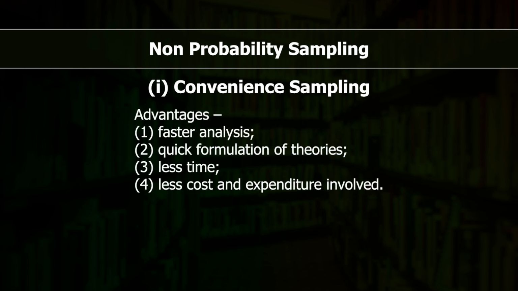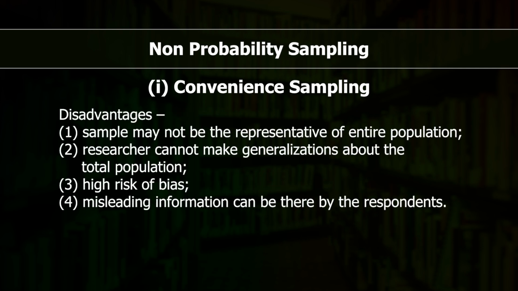Now, what are the advantages of this sampling? Faster analysis, quick formulation of theories, less time, less cost and expenditure involved. Now, what are the disadvantages? Sample may not be representative of the entire population. Researcher cannot make generalizations about the total population. There is high risk of bias. Misleading information can be given by the respondents.